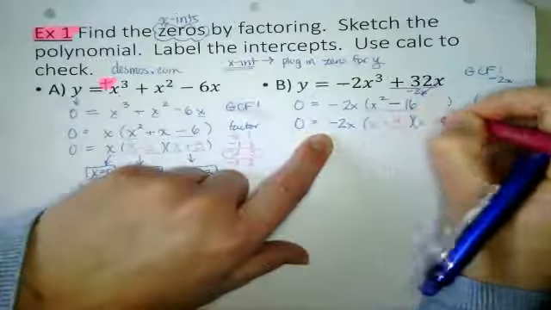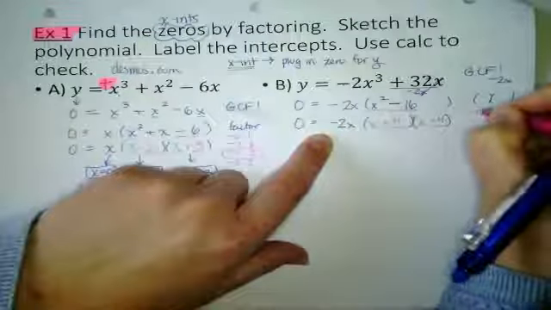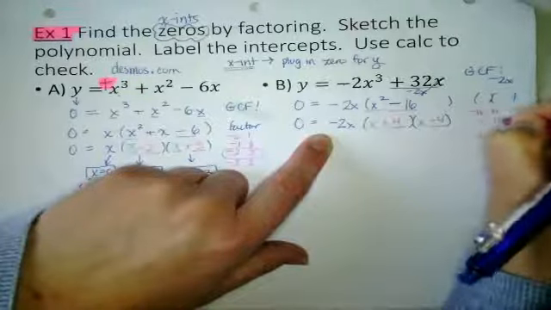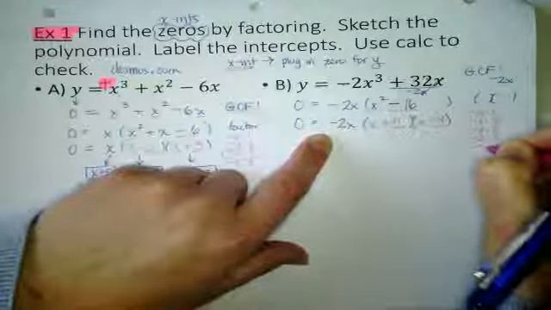Positive 4 and negative 4. Was that the only choice? No, there were lots of others. We could have done negative 16 and 1, negative 1 and 16, negative 8 and positive 2, negative 2 and positive 8, but negative 4 and positive 4.